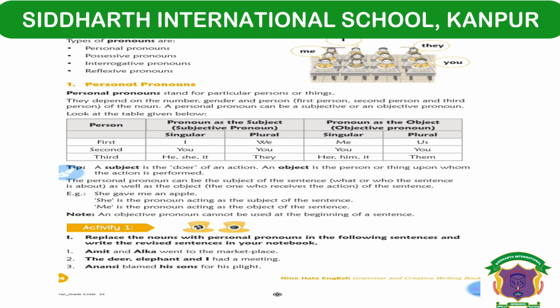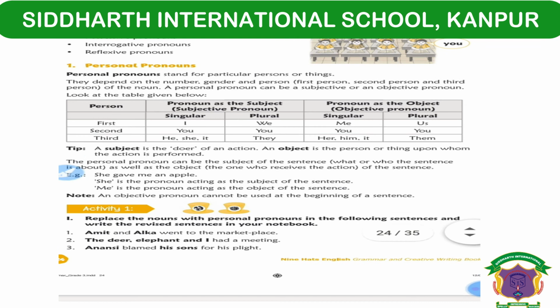Me is the pronoun acting as the object of the sentence. She is the pronoun acting as the subject of the sentence.